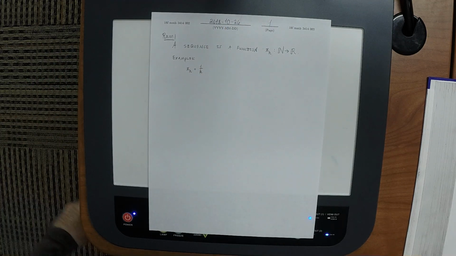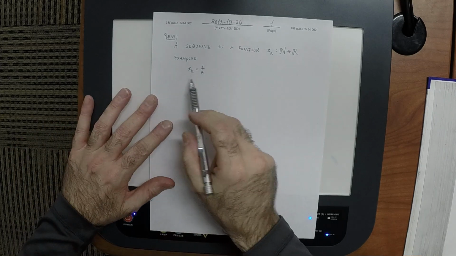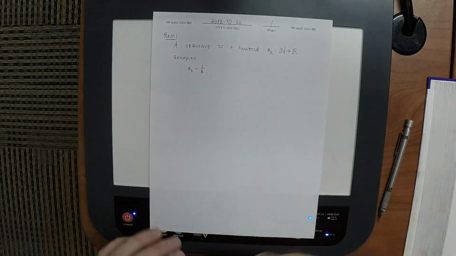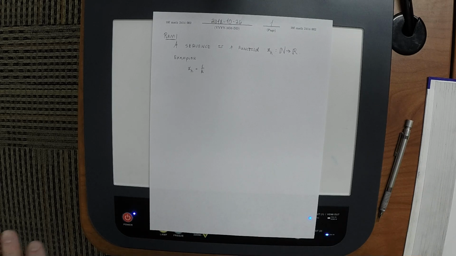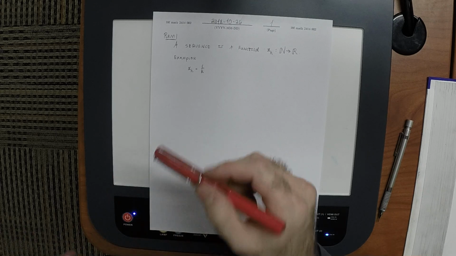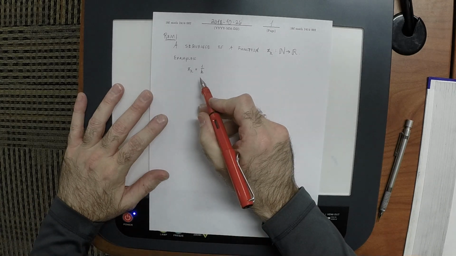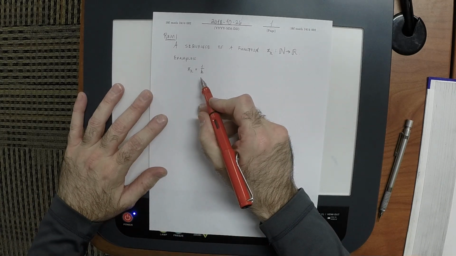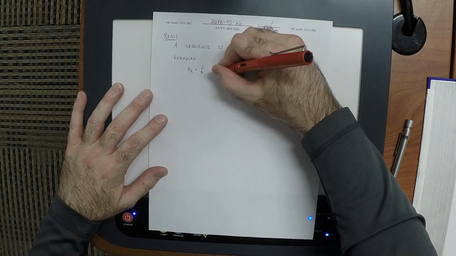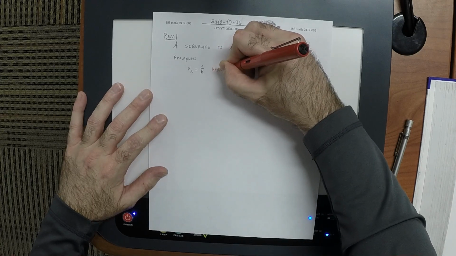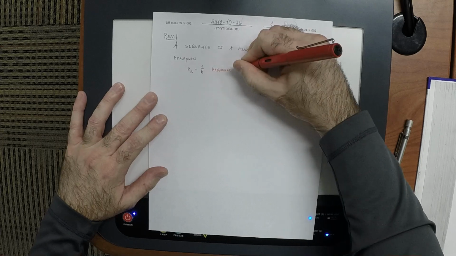Of course, that can't be defined for k equals 0 because division by 0 is not defined. But this sequence takes the input to the output that is the reciprocal of the input. That's so important that it has a name. What's the name of this one? Starts with H. Harmonic. So this is a harmonic sequence.